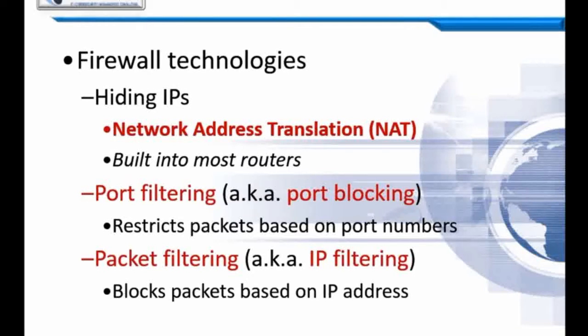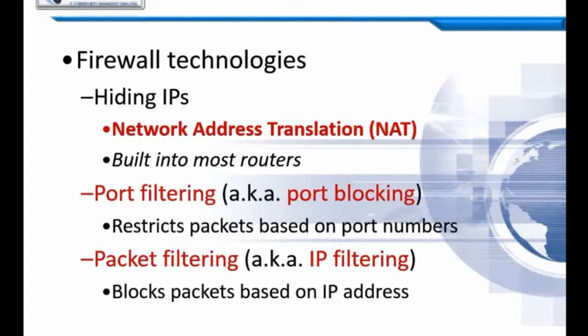Some of the more common firewall technologies would begin with hiding IPs. We do this with network address translation, or NATing. You should also consider packet filtering and port filtering. This restricts packets based on port numbers or blocks packets based on a specific IP address.